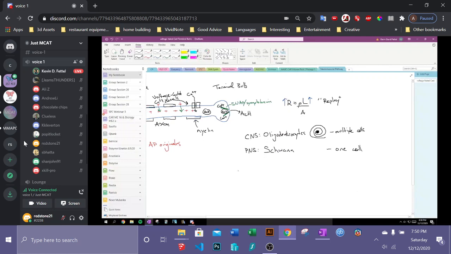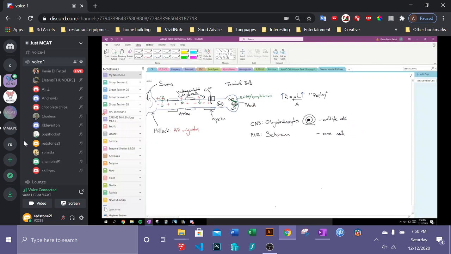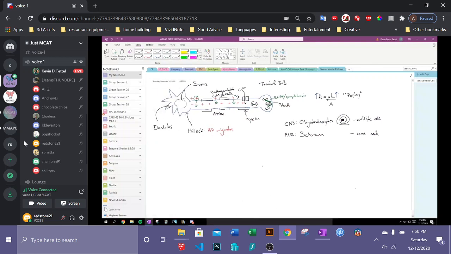Now, I don't have any clever mnemonics here. If you guys do come up with something, please post that in the chat or maybe verbalize it here. I know this can sometimes be confusing, so what I recommend doing simply is include this in your Anki deck, right? Throw this on there, say oligodendrocytes versus Schwann cells, and have these pieces of information on there. All right, so this is just background information.